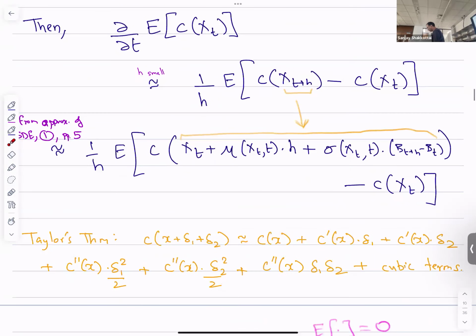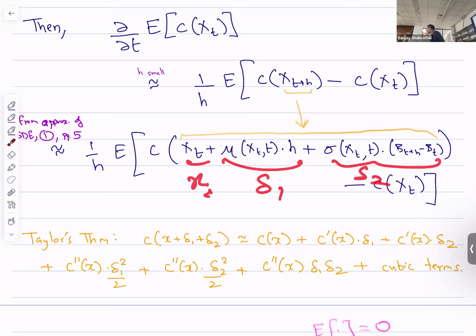Let's expand this out. Now let's do Taylor's theorem. So this is x t plus some delta 1 plus some delta 2. There are two different perturbations. So what do I get? I'll get c of x, plus c prime of x times the first perturbation, plus c prime of x times the second perturbation, plus c double prime times the square of the first perturbation. I'm treating these as the first and second perturbations around the point x. So I'm just doing a Taylor series, but making sure I keep up to second order terms.